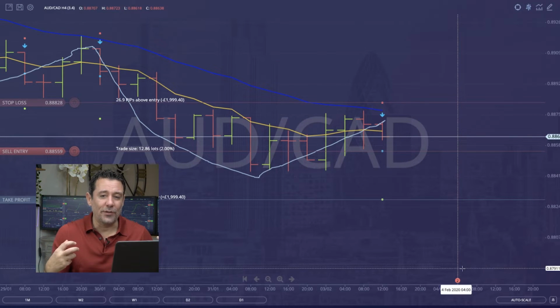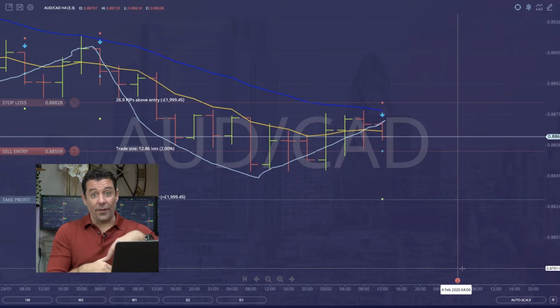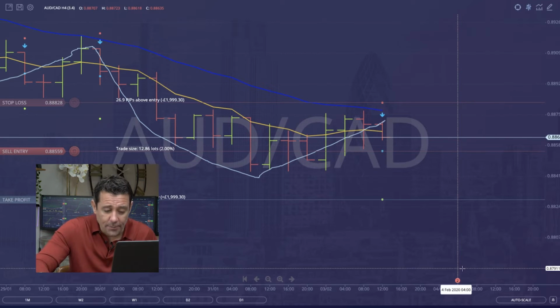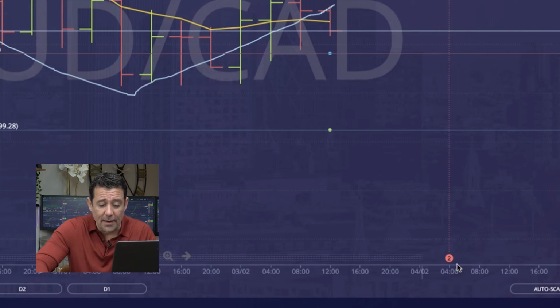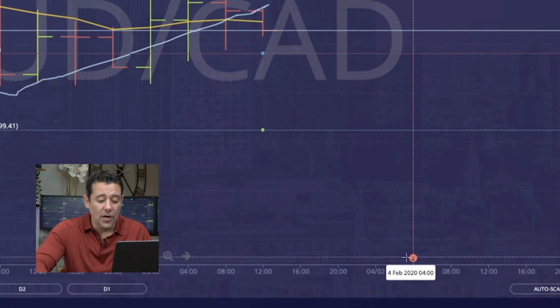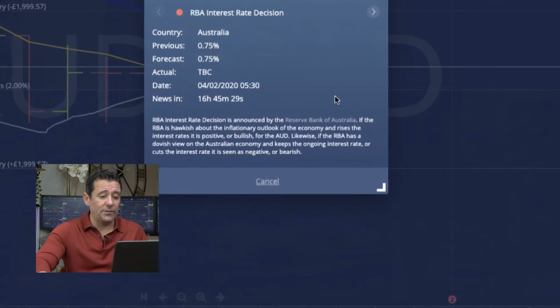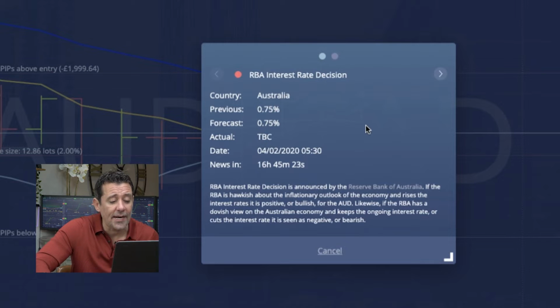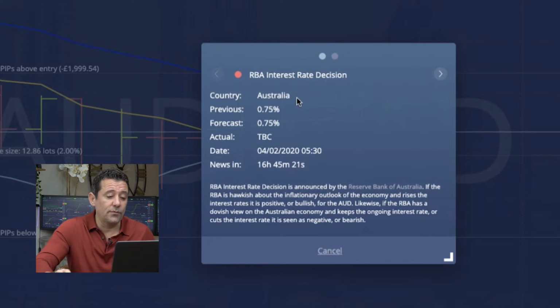So if you want to know what the news release is, what the forecast is, what the actuals are, and really what the significance of it is, you simply click the red dot at the bottom and it says the number 2 if you look at the screen, which means there are in fact 2 news announcements. You'll see that there's obviously 2 spots at the top of that blue box, which indicates 2 announcements coming out at that time.